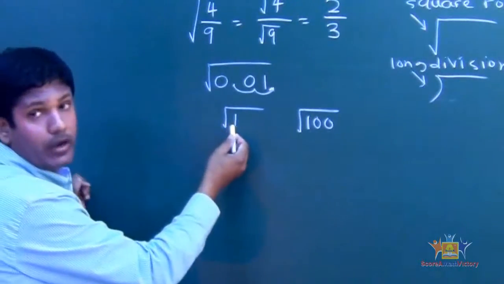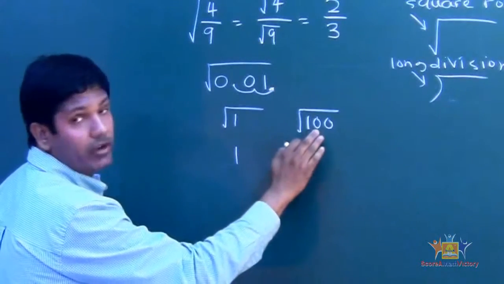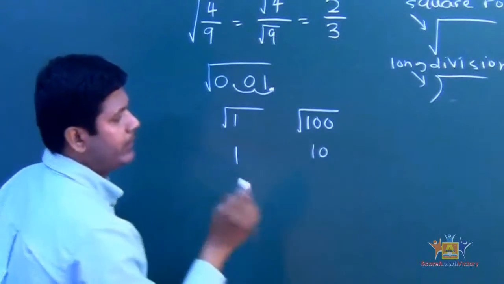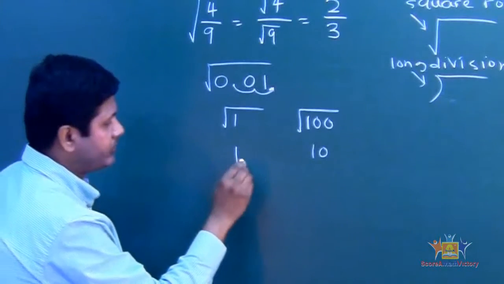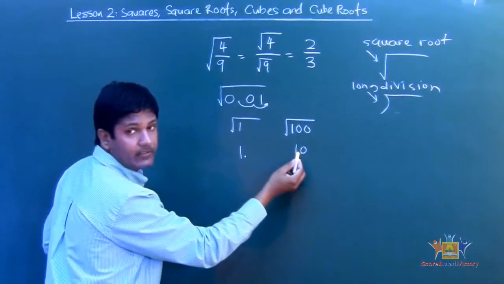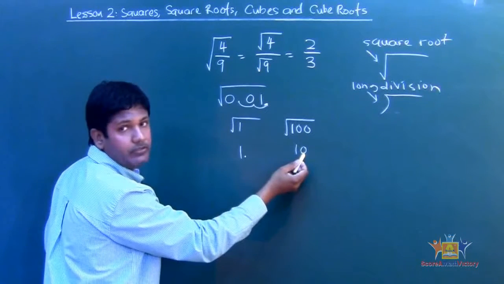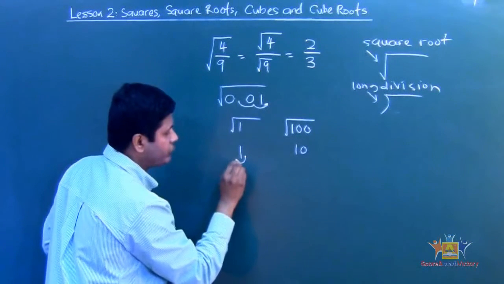Okay, what is the square root of 1? It's 1. What is the square root of 100? It's 10. Now, locate the decimal for this. Where is the decimal? It's right here. Move the decimal to the number of zeros. How many zeros does this one have? 1. Move it right there, just 1.